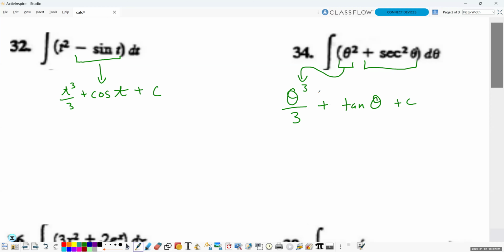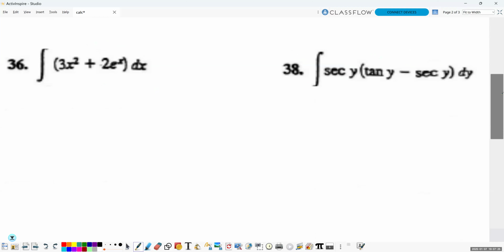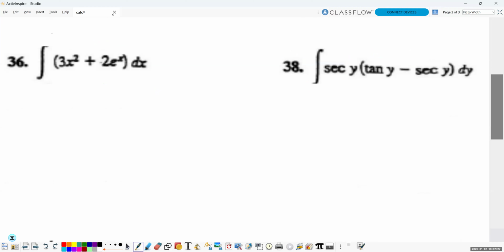I did not need that much space. That is okay. All right, for 36, this is kind of nice because this is just going to become x cubed. X cubed has a derivative of 3x squared. Add a power, divide by the new power. 3 divided by 3 is 1.